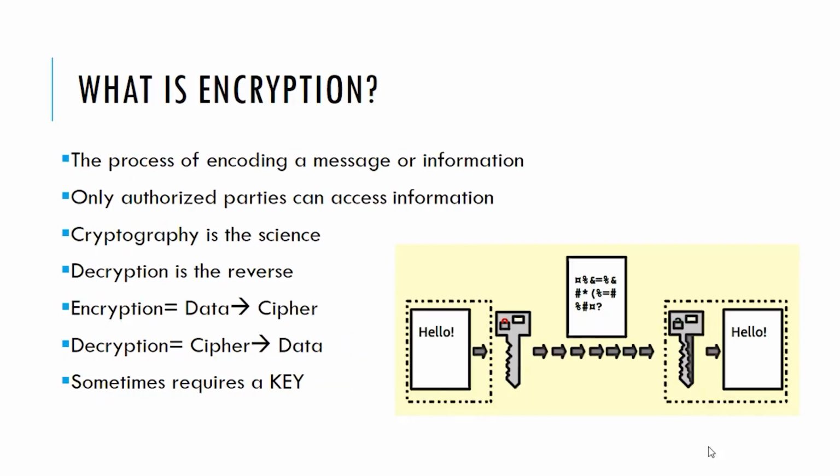Let's have a look at the word encryption. What is meant by encryption? Encryption is the process of encoding a message or information. What is encoding? Encoding is letting the message transfer from the form of plain text to the form of ciphertext, so only authorized parties can access this information. Why? Because only authorized parties can decrypt the data and return it to its original form, from ciphertext to plain text once again.